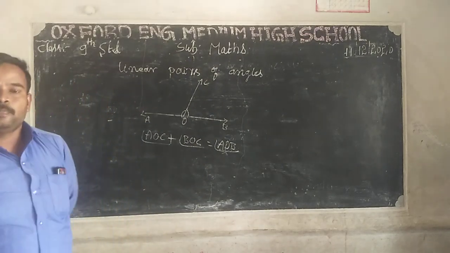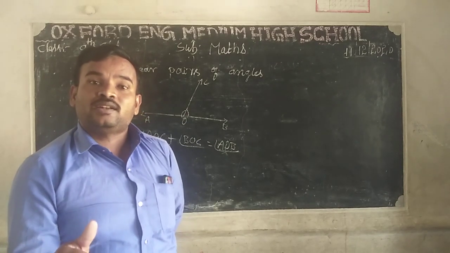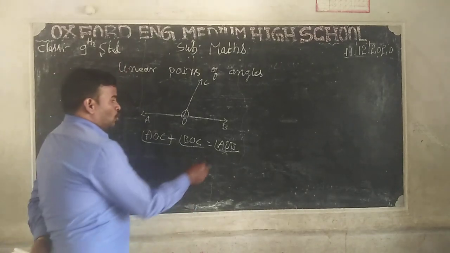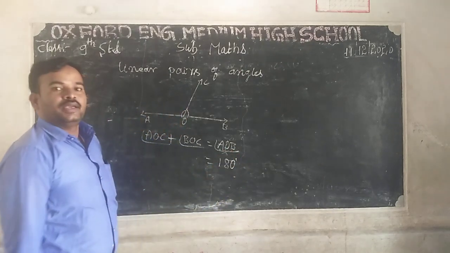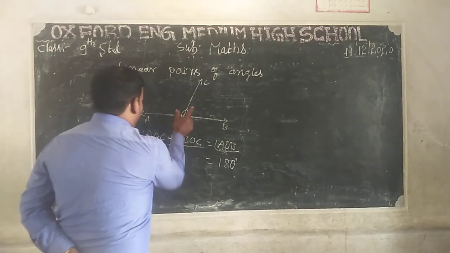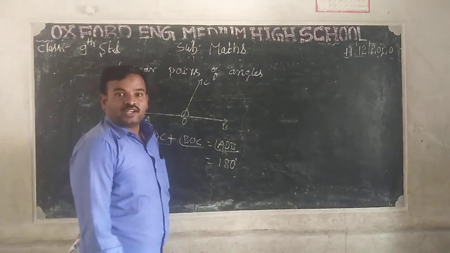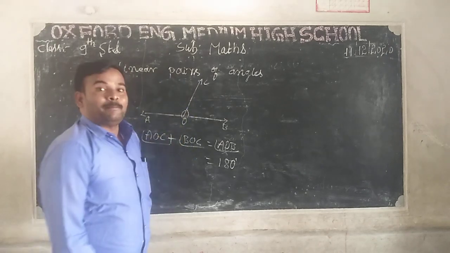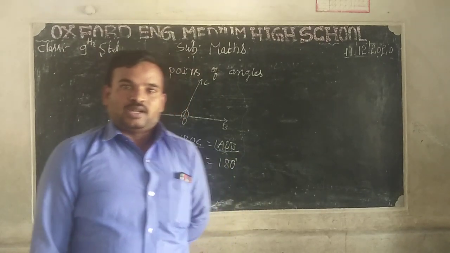So see, what does angle AOB indicate? Just recall and remember it. Angle AOB is equal to 180 degrees. Therefore, the sum of the two angles, angle AOC plus angle BOC, is equal to 180 degrees. Such two angles we call a linear pair of angles. Understand?